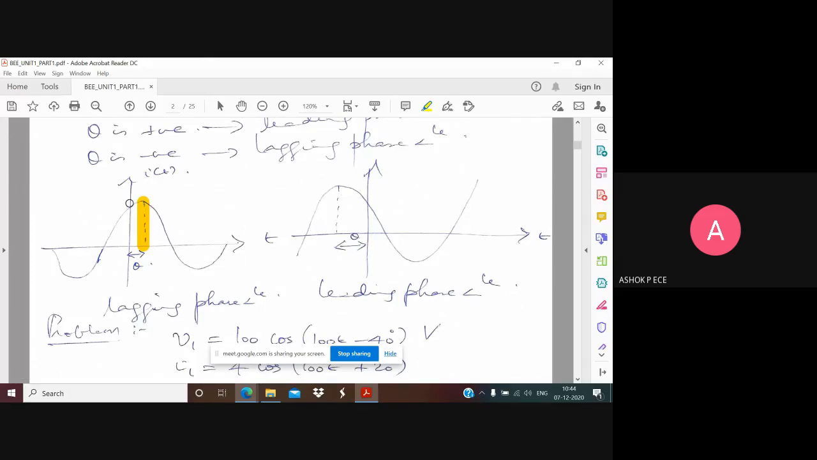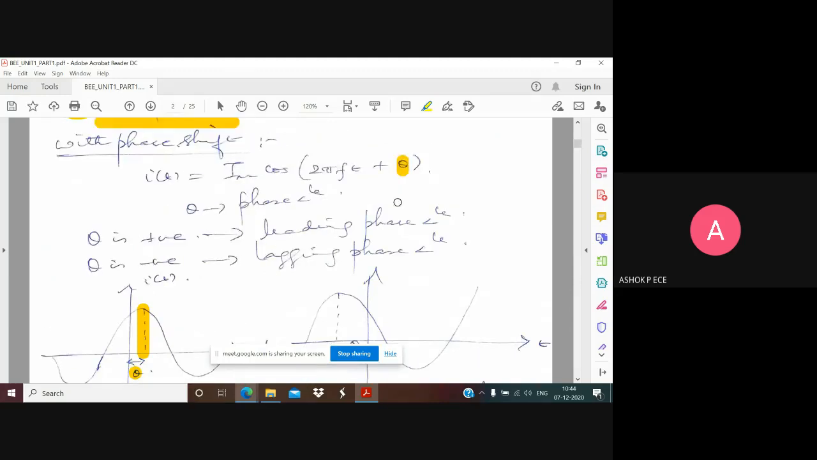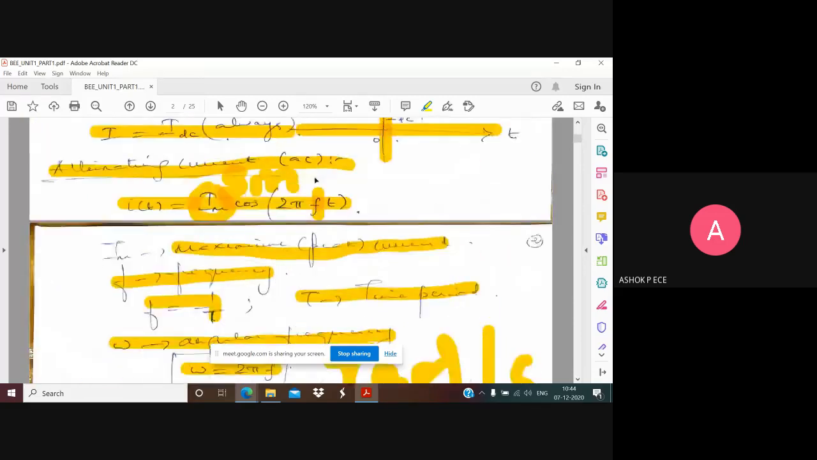But because of some time delay, this time is shifted to here. And what you see here is going to be your theta. So phase shift, I can say, is the angle by which your entire AC current is shifted. If you put theta equal to 0, you will get back the previous expression.